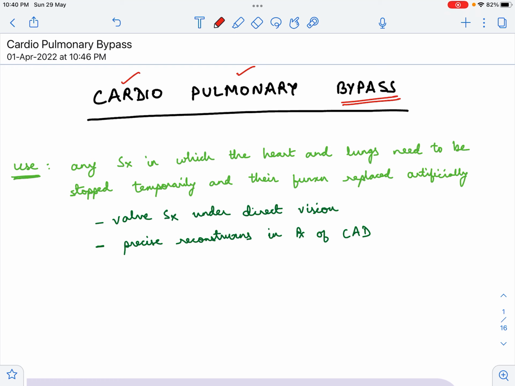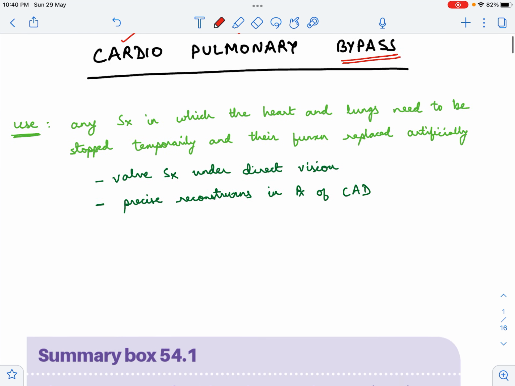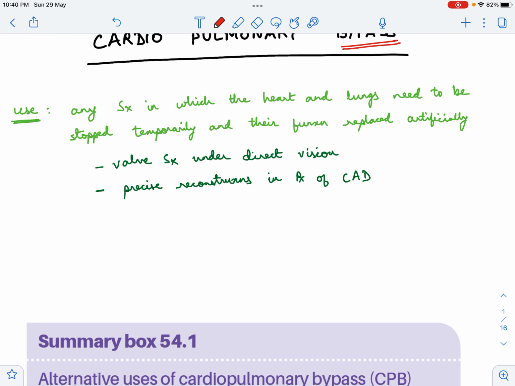So, now where is this machine used? This machine is used in any surgery in which the heart and lungs need to be stopped temporarily and their function is replaced artificially. It is replaced artificially by the CPB machine. So, in any heart surgery it is used.